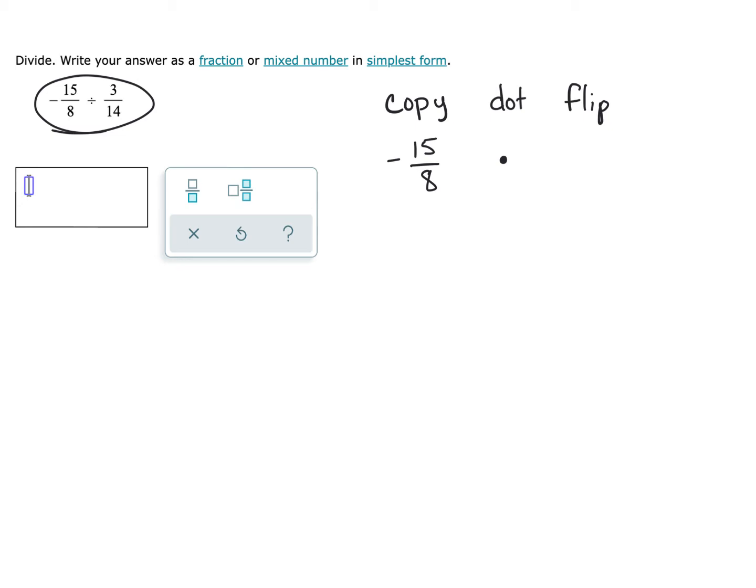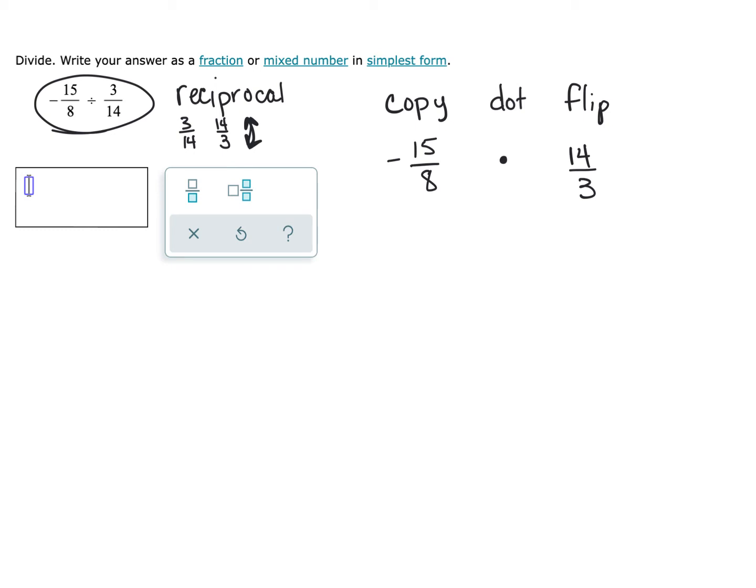And we're going to flip the second fraction, which is also called the reciprocal. Reciprocal, and that just means to flip the fraction upside down. So instead of 3/14, we would flip it upside down and it would become 14/3. That's the reciprocal. So we're going to flip that one, 14/3. So copy the first, change the division to a dot or multiplication, and flip the second, or the reciprocal.